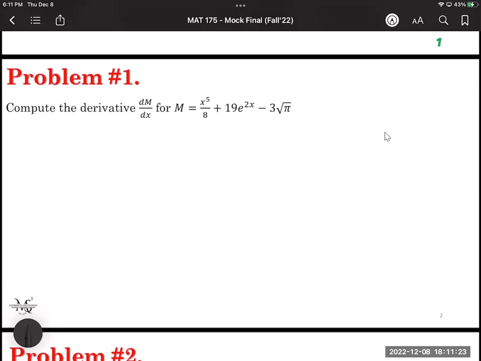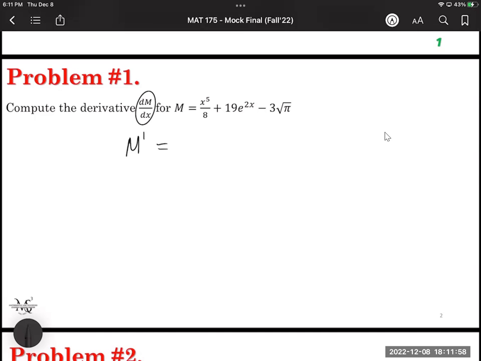Was that a question? Yeah, that's a question. How would you find this derivative? You would take the derivative of each individual component and then combine them. Yeah, that's right. You take the derivative of each individual term, and then you do some simplifying at the end if needed, right? When you see the notation, the derivative of m with respect to x, that is equivalent to just saying m prime. So we take the derivative of each term.